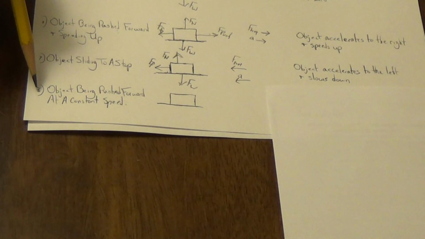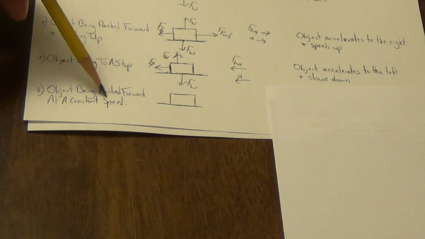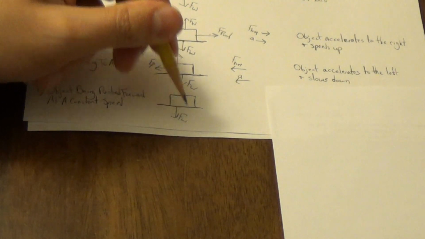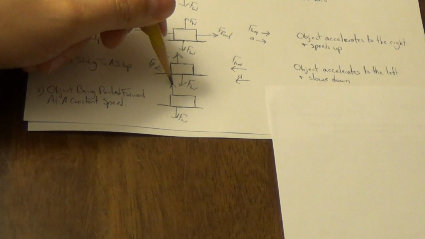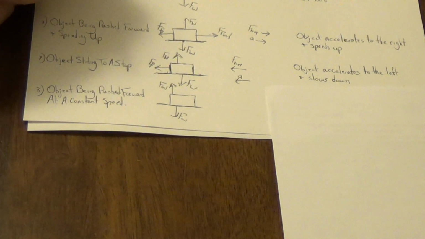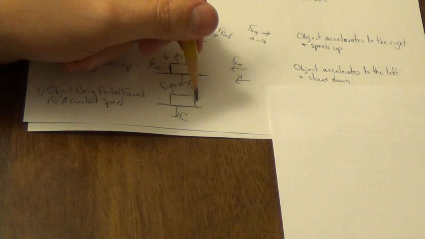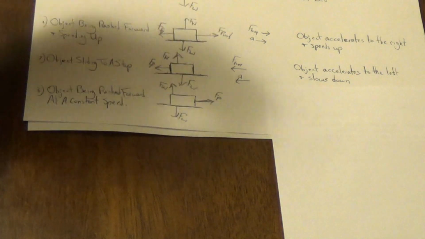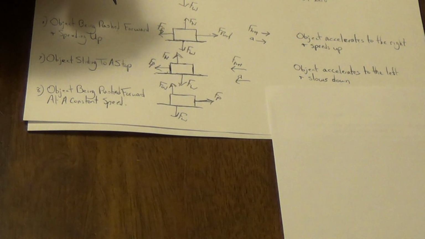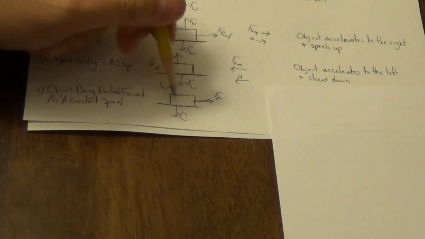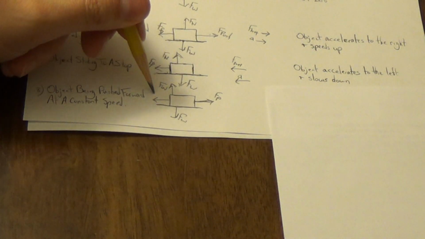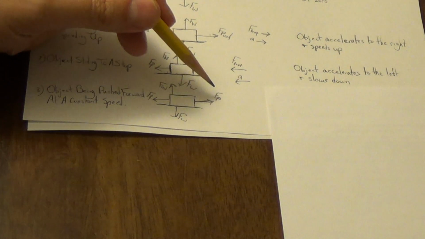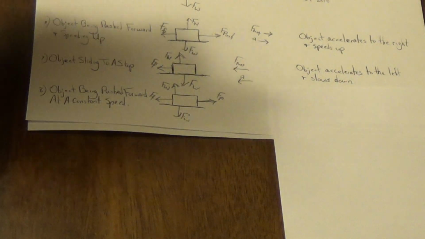And then finally here in number 8, the object's being pushed forward at a constant speed. So in this case, we have our weight pushing down, the normal force from the table pushing up, and we're pushing it forward, but it's moving at a constant speed. And what would that mean? That means if it's not accelerating, all the forces must have canceled out, so there must be an equal amount of force pushing back. So we have our force of friction pushing back, and the force of our push pushing forward, and they're the same.